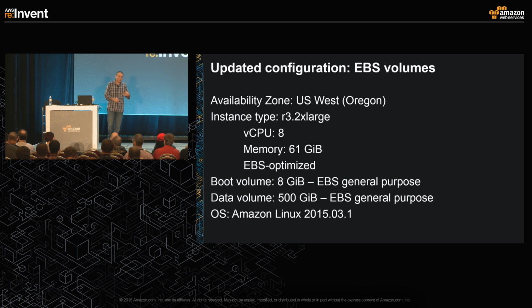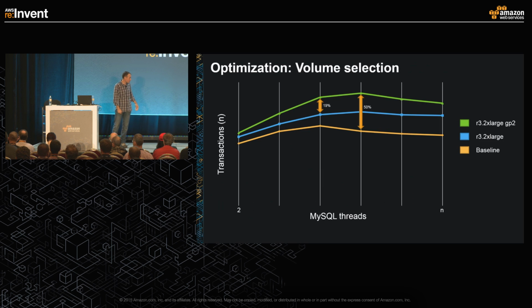Right, so one of the cool things about EBS is that we do offer a different number of volume types, and you can mix and match those volumes on your instance. And so what I've done now to our configuration, I've built upon the R3 2xlarge, and I've split the boot volume and the data volume. And so I've created an 8 gigabyte GP2 volume and a 500 gig GP2 volume for the data. And so just by switching from magnetic to GP2, I've increased performance 19%, or more than 50% over our original baseline.